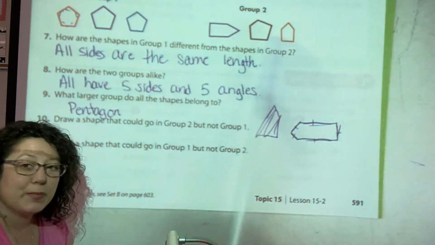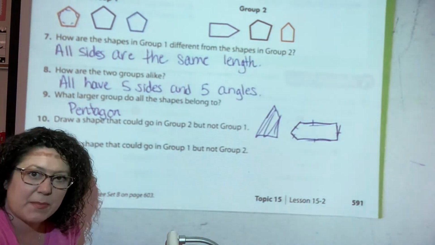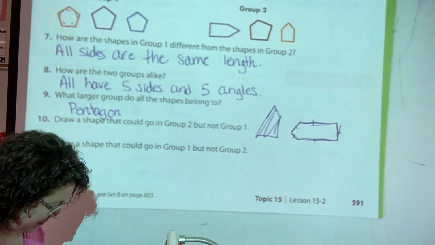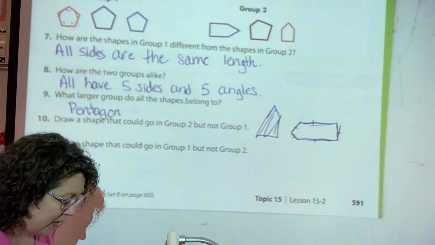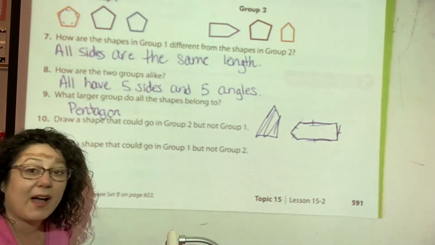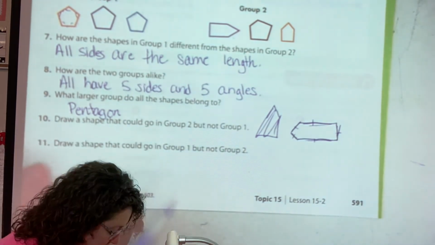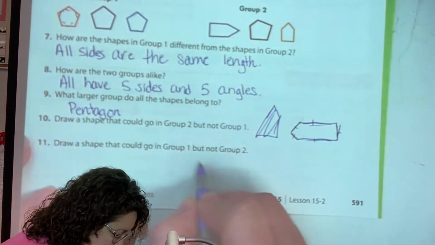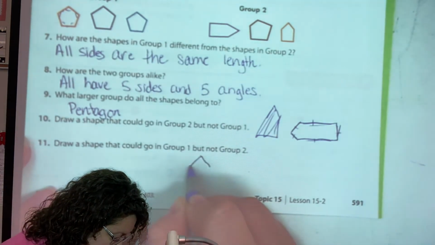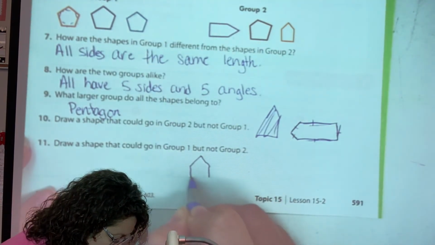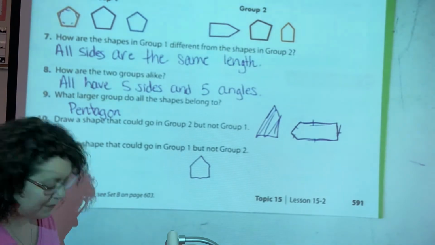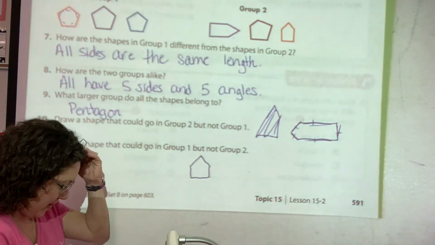Okay, so remember group 2 was 5 sides, but different lengths of sides. Group 1 was 5 sides, and all the sides were the same size. So in group 1, for number 11, has to have 5 sides, and the sides need to be equal. If you can't do it perfectly, that's okay. We don't have a ruler right now.